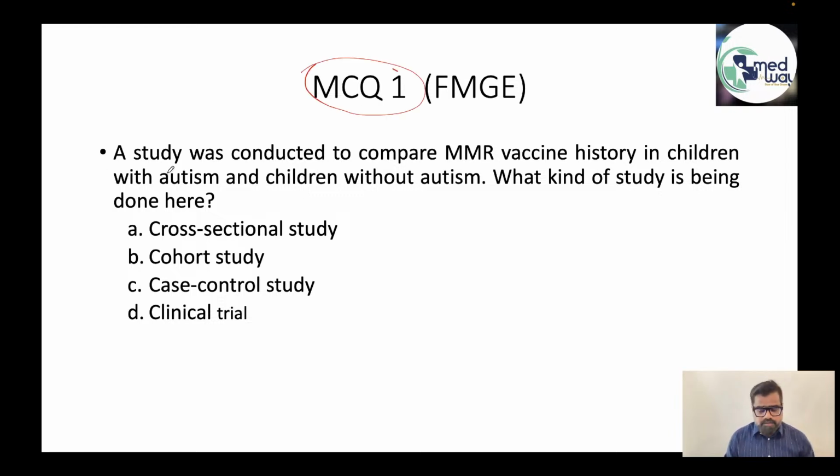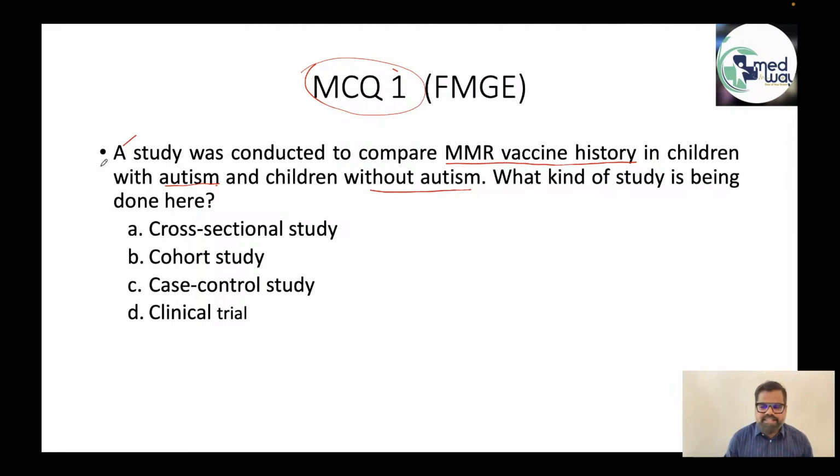Let's read. In community medicine, it's very important to understand the question, because if you understand the question properly, half of the question is solved. Now let's read the first question. It says, a study was conducted to compare MMR, measles, mumps, rubella vaccine history in children with autism and children without autism. So a comparison study is done.